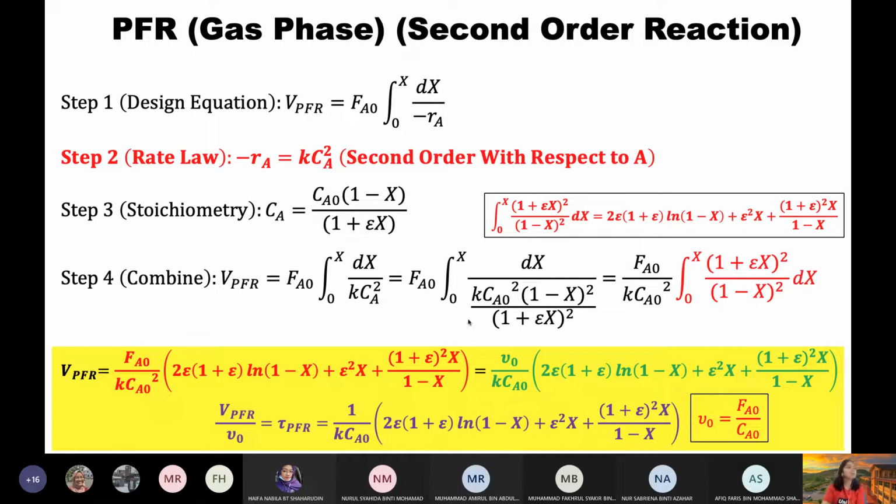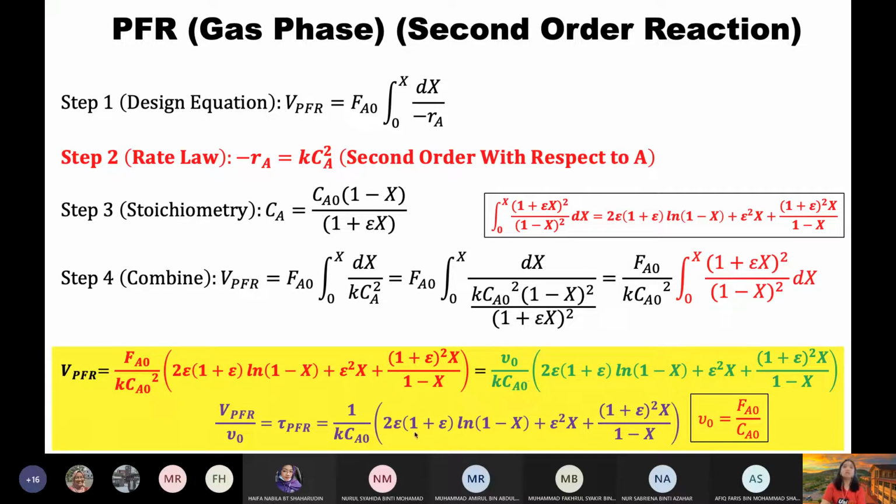You combine this formula, a solution with FA naught per KCA naught square that we had earlier. So you get the first version to find volume. Then you get the second version, the green font second version, because instead of FA naught per CA naught square, we change into epsilon naught per KCA naught. Just divide one FA naught on top with one CA naught at the bottom, you get epsilon naught.